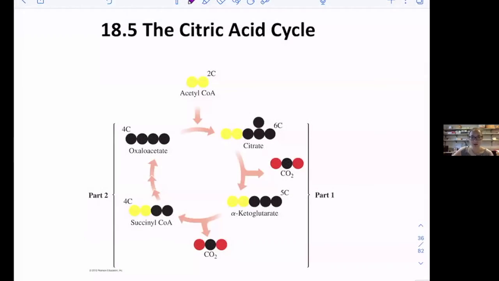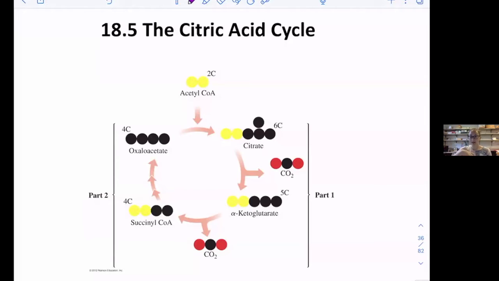So far, we've talked about three different types or stages of energy production in our body, or how we use and digest foods. We talked about digestion, and then degradation, which is glycolysis for sugars.